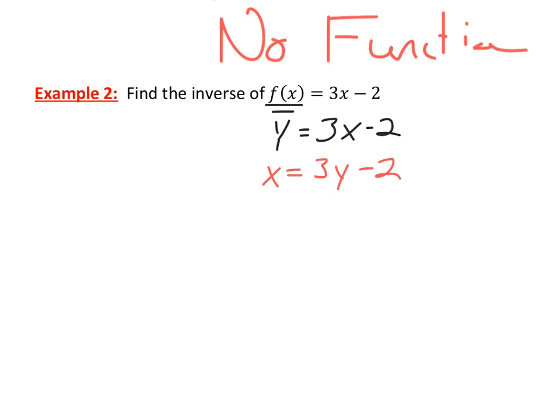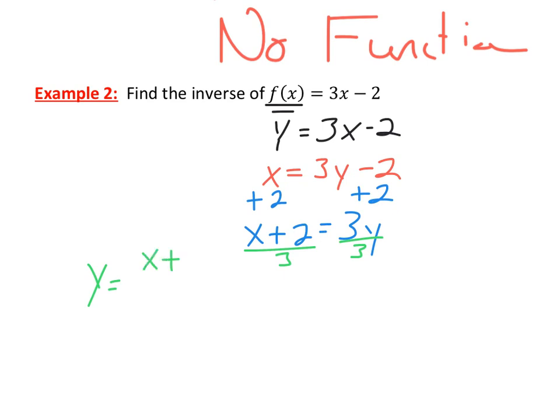Now it's a simple matter of solving the equation for y. So I'm going to add 2 on both sides. So x plus 2. Remember, they're not like terms, so we can't combine anything. And then we will divide both sides by 3. Divide the whole thing here by 3, giving us y is equal to x plus 2 all over 3. You may also see the answer written like this: f inverse of x is equal to x plus 2 over 3.